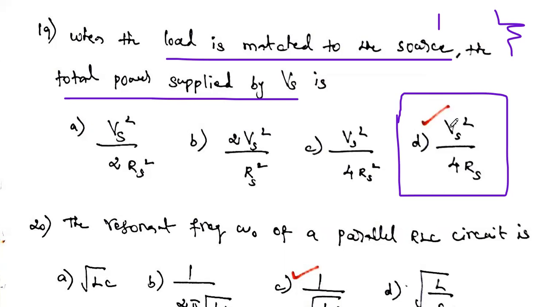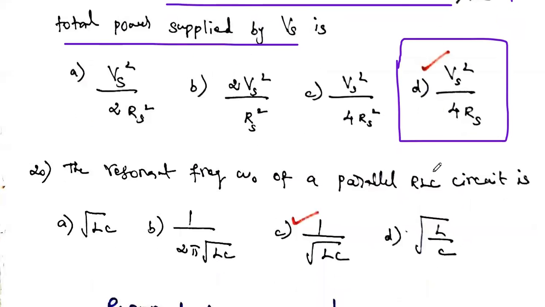Where Vs is the voltage source value and Rs is the source resistance. This is the maximum power supplied by the source to the load. This is the maximum power transfer theorem.